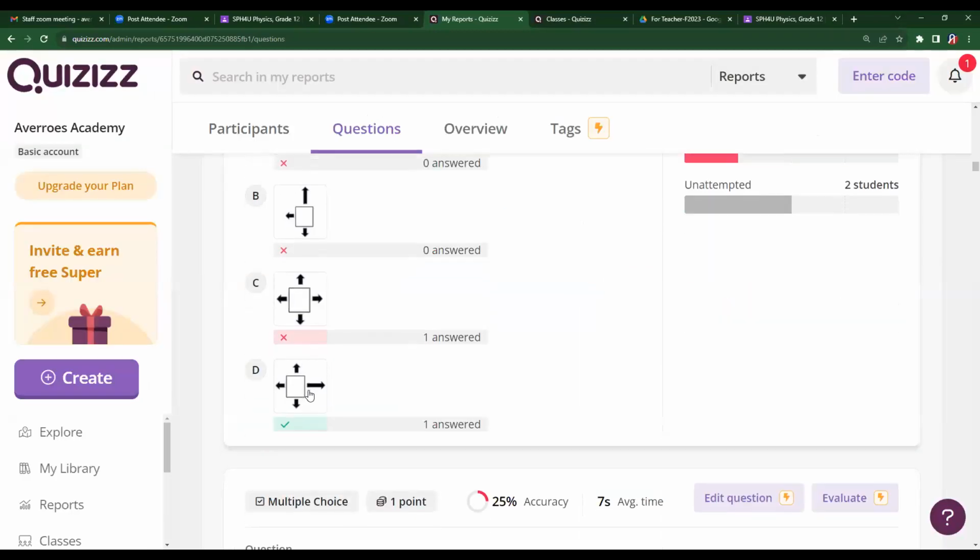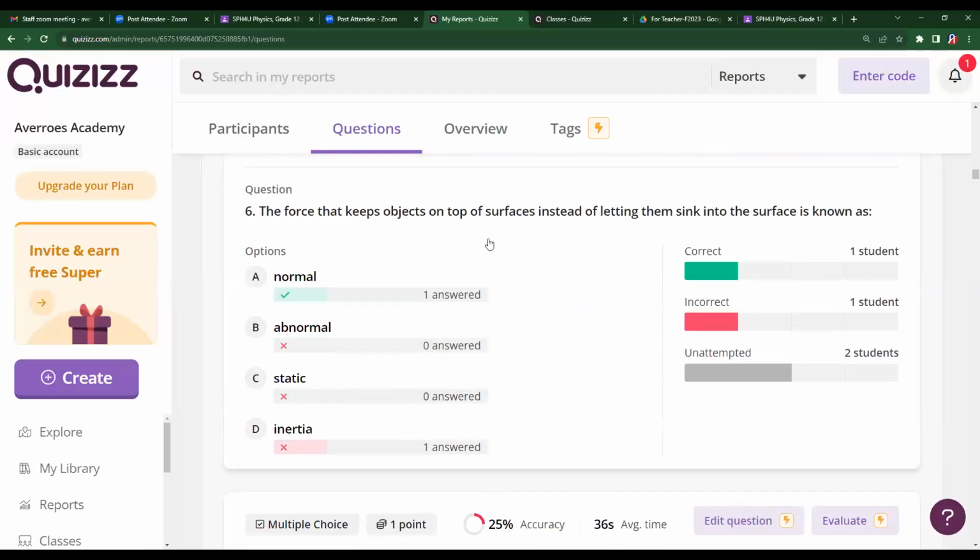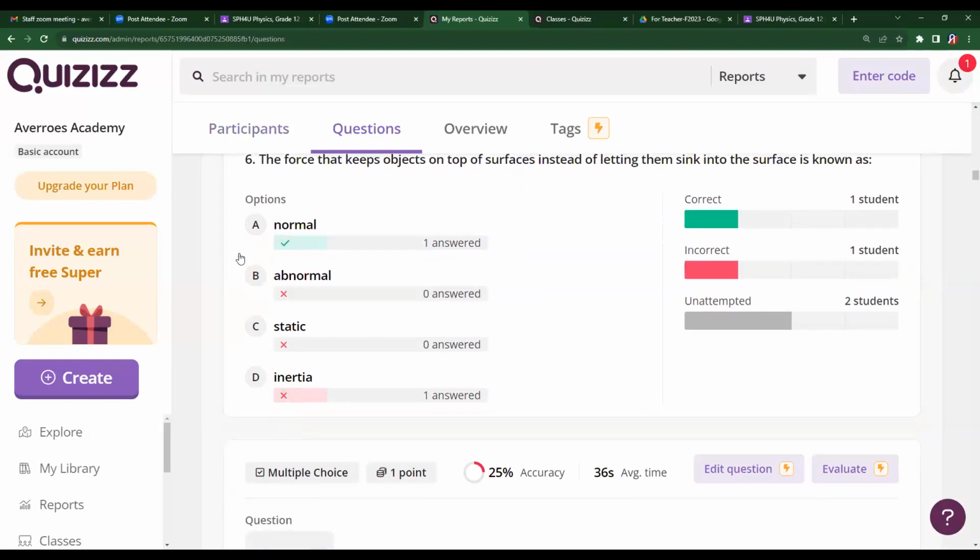Okay, question 6. Force that keeps objects on top of surfaces instead of letting them sink into the surface. Normal force, right? It's the reaction force from the surface. So you have a textbook on the desk. Force down is force of gravity, force up is normal force. Normal force doesn't let the object drop down, and force of gravity and normal force are equal and opposite to each other.